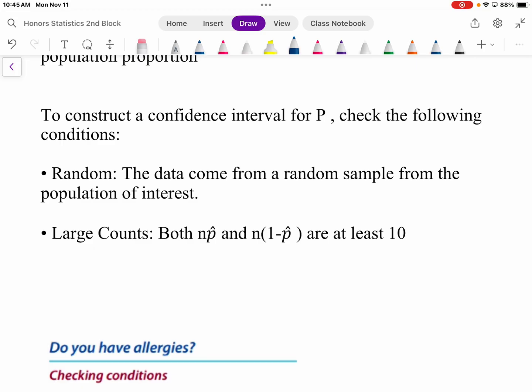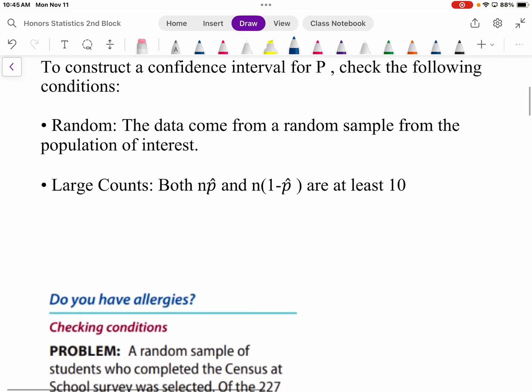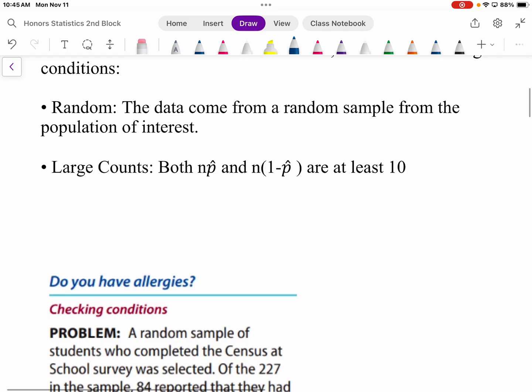So, to construct a confidence interval for p, the population proportion, we're checking the following conditions. First, is it random? Did it come from a random set of data of the population of interest? And second, are both n times p hat and n times 1 minus p hat at least 10?